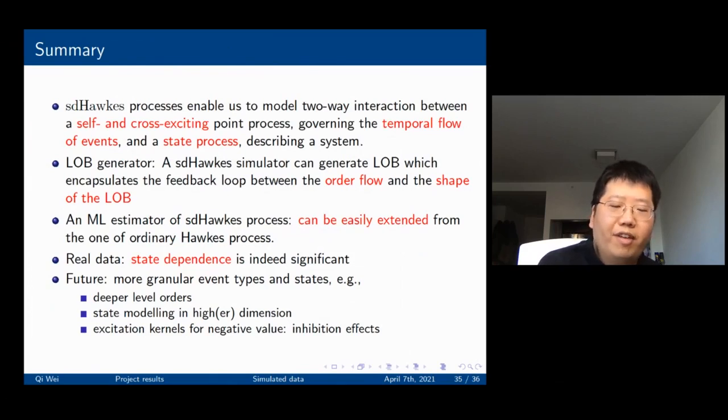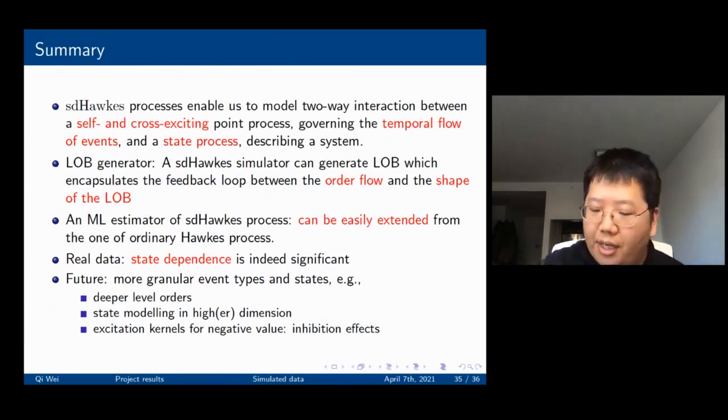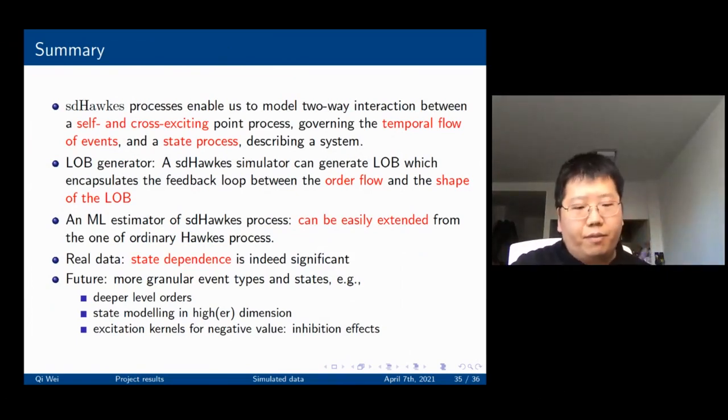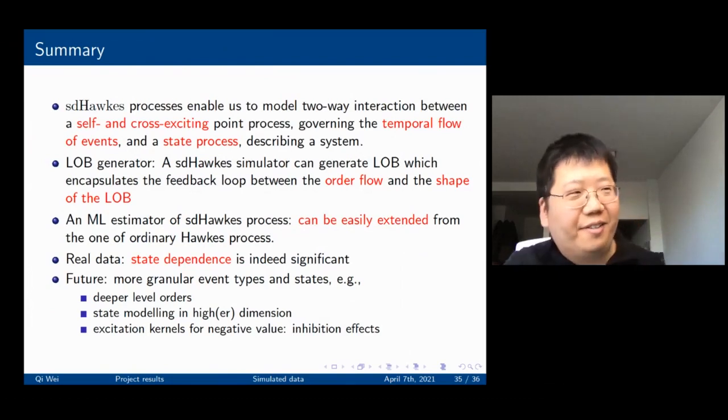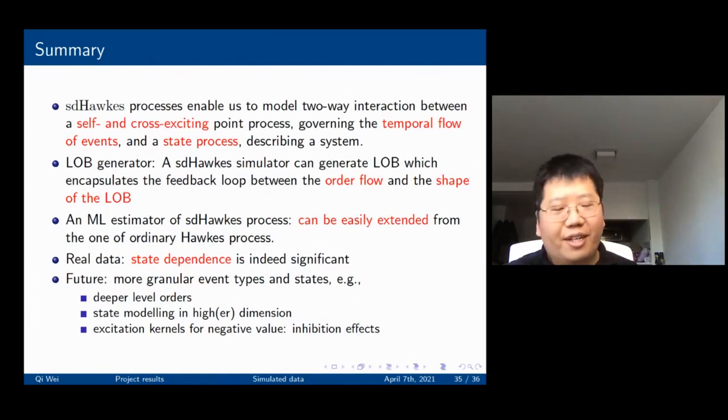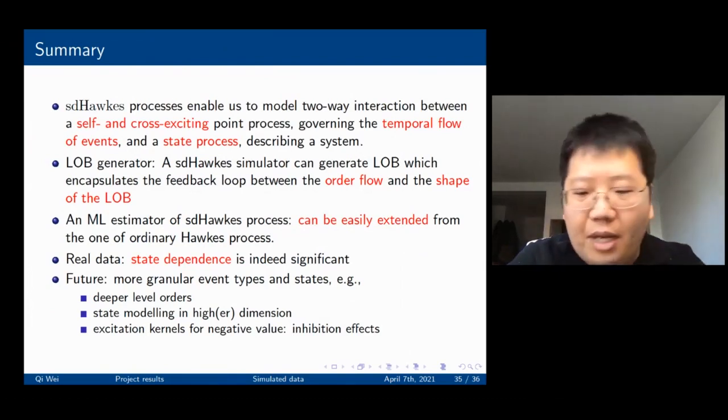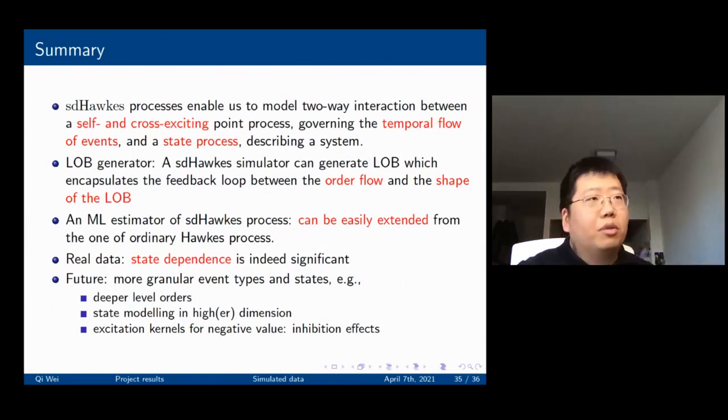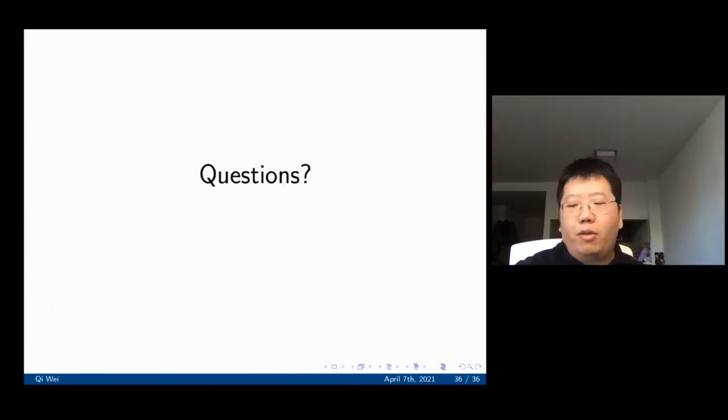And in fact, I think y'all made a very good point. We are in fact trying to merge these states with marks. So there will be a marked state-dependent Hawkes process for the real model. I mean, the phase 2 model. Yeah, that's pretty much what I want to talk about today. Any questions?